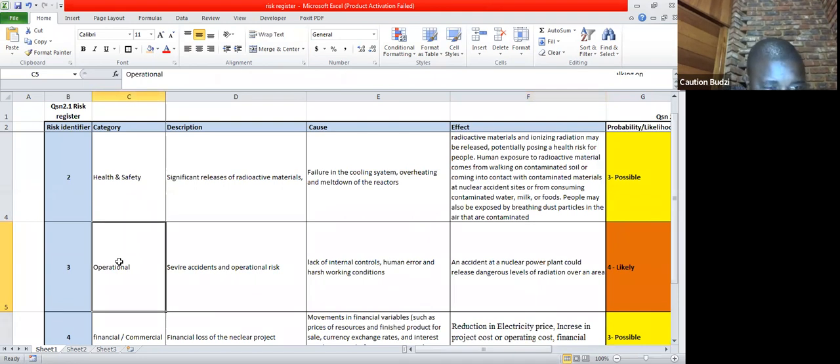I also identified operational risk. The operational risks relate to the risk of accidents or errors or anything that can jeopardize the operation of the nuclear power plant within the organization. So these are the operational risks, and they are mainly caused by lack of internal controls, human error, or even harsh working conditions.